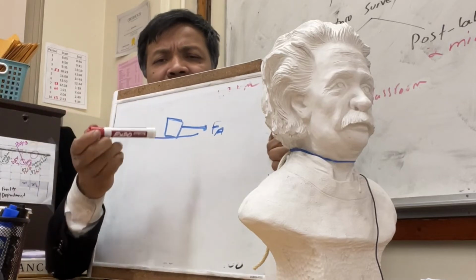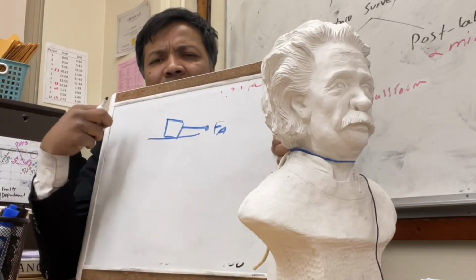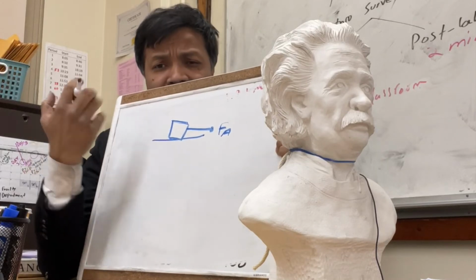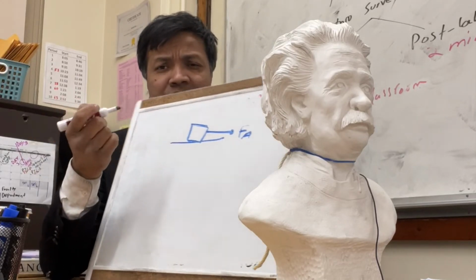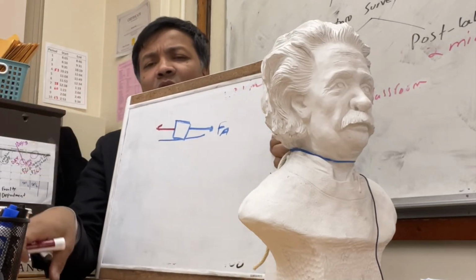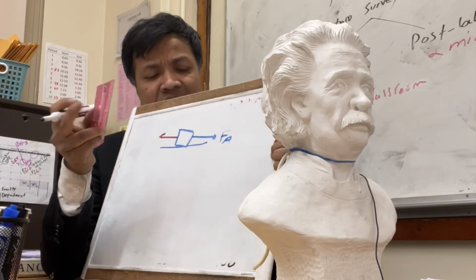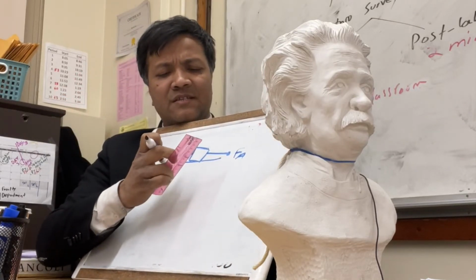This body is in acceleration, but I said it's constant velocity. So there must be some other force acting in the other direction. Of course, that would be the force of friction. So let's put the force of friction. And the force of friction has to be equal in magnitude, opposite in direction. Otherwise, there would be an acceleration in the x direction. And I said there is no acceleration in the x direction.